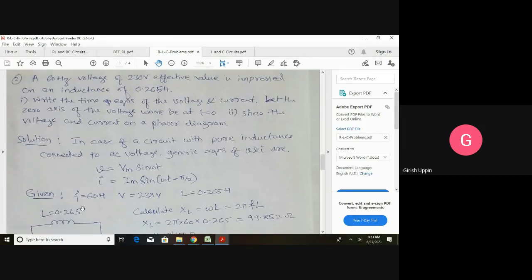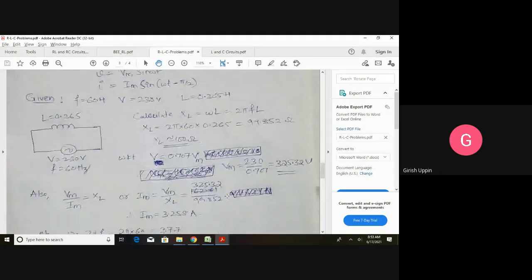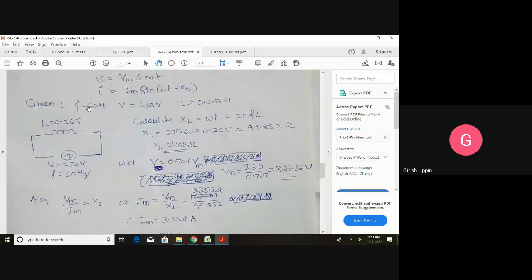Then write all the given values. Frequency is given. The RMS value of the voltage is given, that is capital V equal to 230, and inductance is given, capital L equal to 0.265 Henry. Then the first thing you will do is draw the circuit diagram. This is the inductor connected to a voltage source, V equal to 230 volt, f is 60 hertz, and L equal to 0.265 Henry.